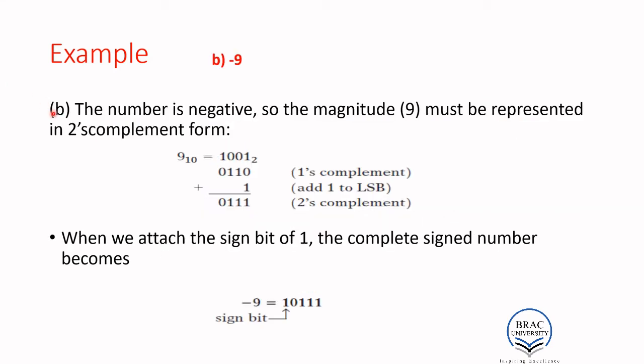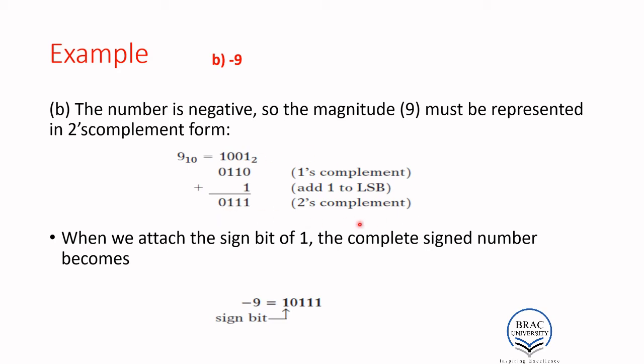For the second one it is minus 9, so the number is negative. So the magnitude 9 must be represented in 2's complement. For 9 we know 1001. If you want to do the 2's complement, then you write the complement of each digit. 1 becomes 0, 0 becomes 1, 0 becomes 1, 1 becomes 0. Add 1 to the least significant digit. So it becomes 0 plus 1, 1; 1 comes here, 1 comes here, 0 comes here. So this is 0111.